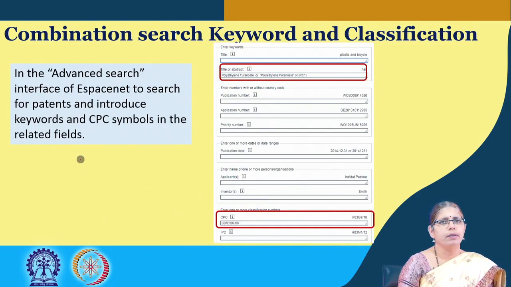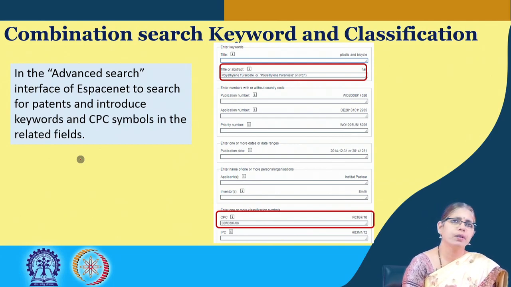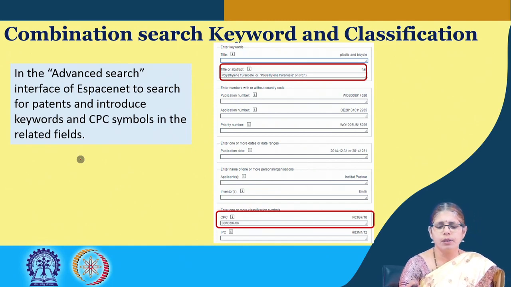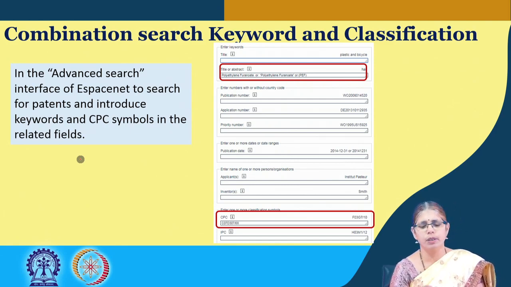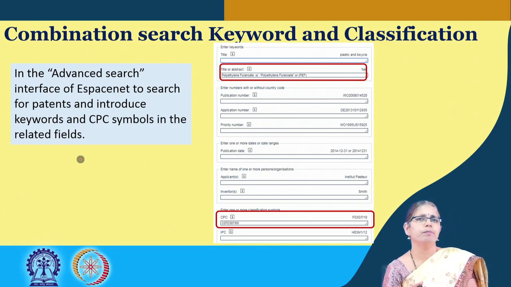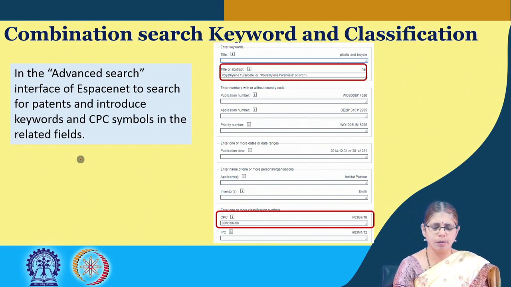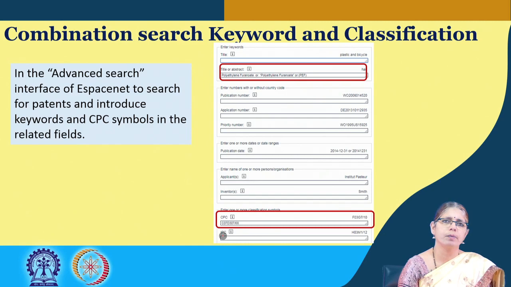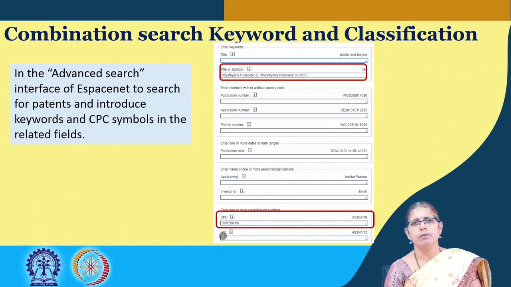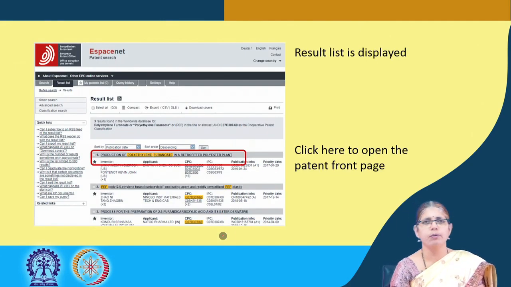For instance, one can also home in on a specific database. Here we are doing a search at eSpacenet using the advanced search option. In the advanced search option you can use multiple fields for carrying out the search. Here we have defined the keyword as polyethylene furanate or even PEF, and then we are using the CPC code C07D, the specific code under that. And when we run the search, we get hits in relation to the data set.